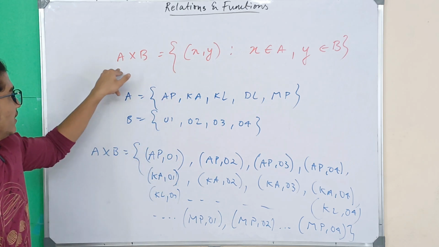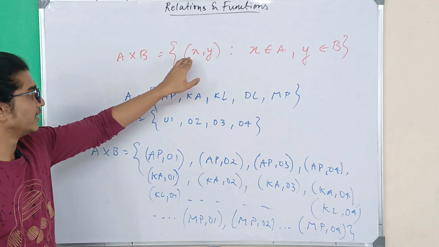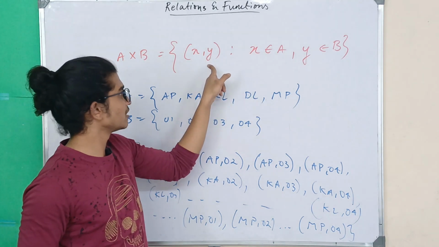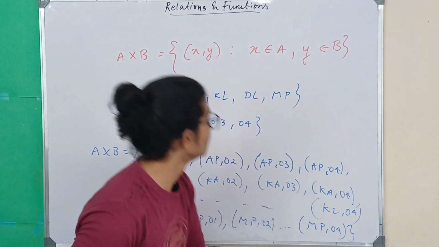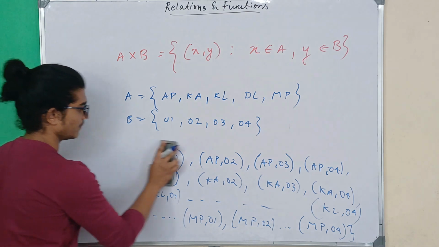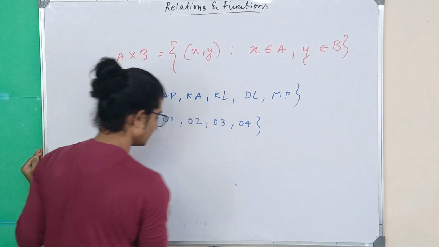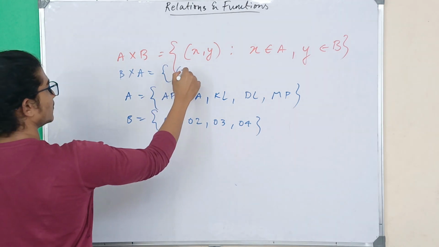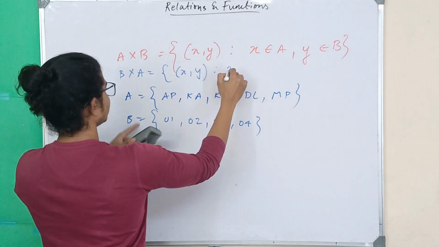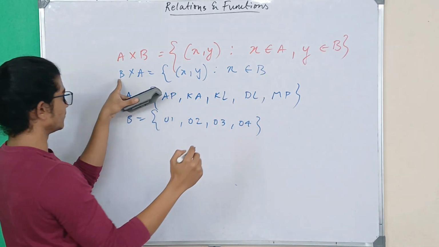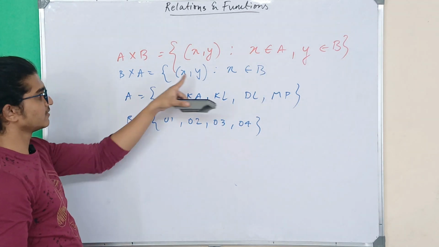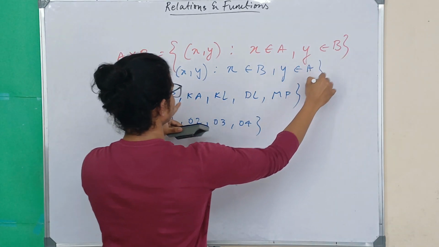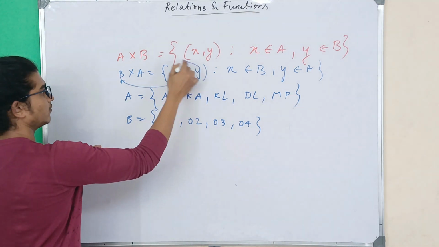So that's the definition. A cross B is equal to the set of (x, y) such that x belongs to A, and this second element y belongs to B. Suppose they ask B cross A, you should do the exact reverse. So B cross A is equal to the set of all (x, y) such that x belongs to B and y belongs to A. Remember, always the first set gives the first element and the second set gives the second element. It's ordered. This should always go to the first one and this should always go to the second one.